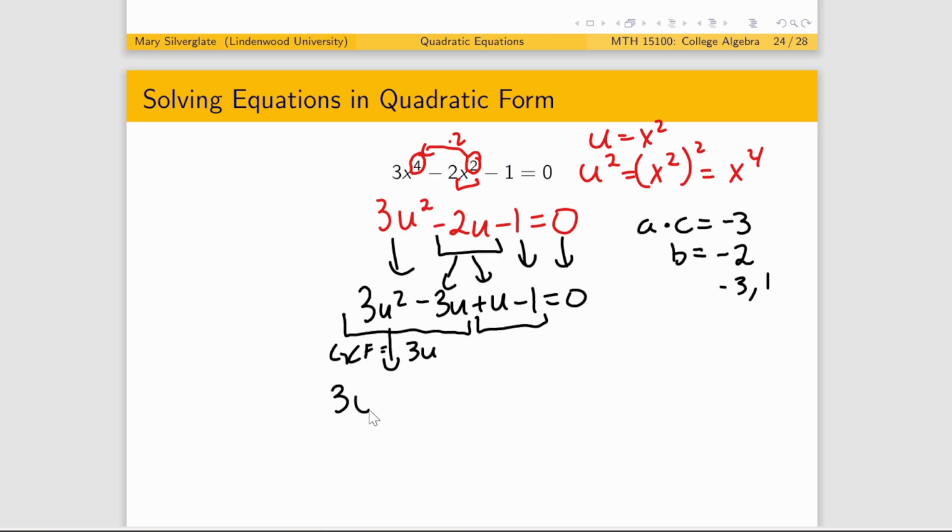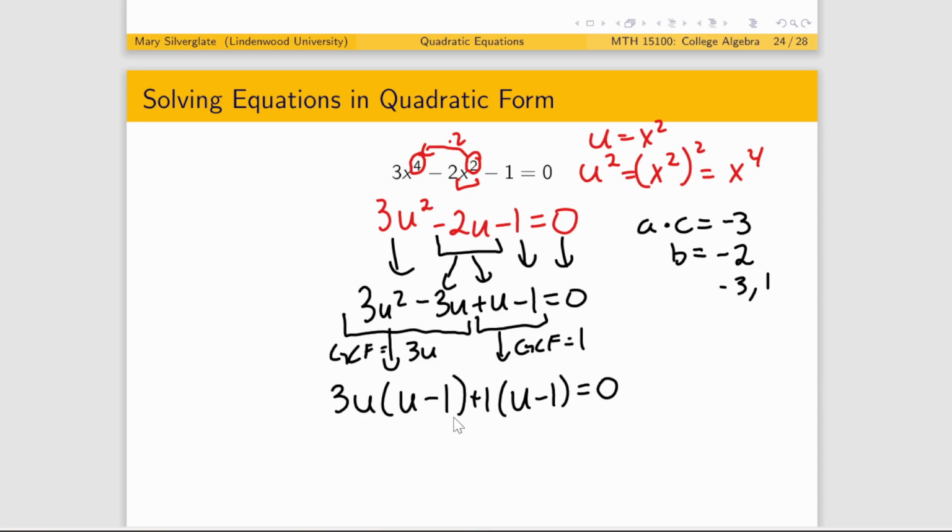So I'm going to pull out a 3u. 3u squared divided by 3u leaves me with u. Negative 3u divided by 3u leaves me with negative 1. Between u squared and negative 1, their greatest common factor is simply just 1. So u divided by 1 leaves me with u. Negative 1 divided by 1 leaves me with negative 1.